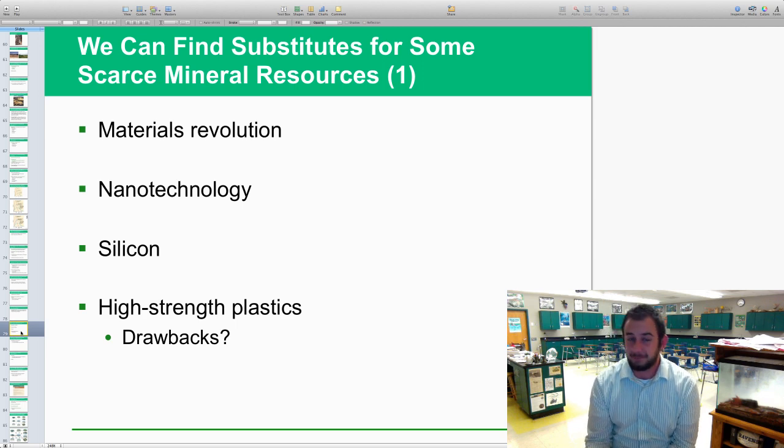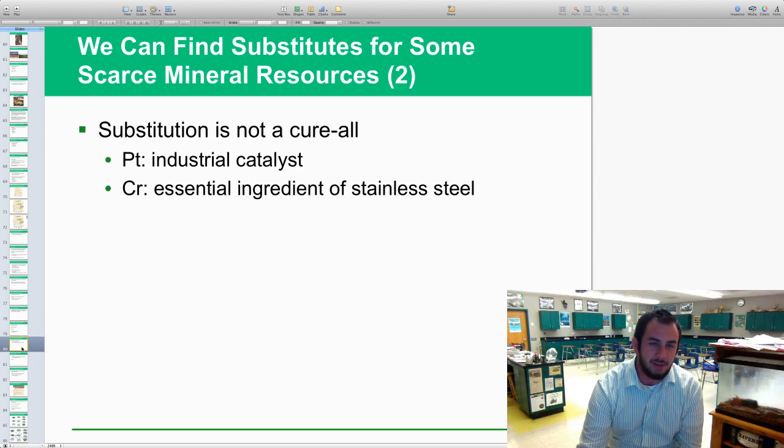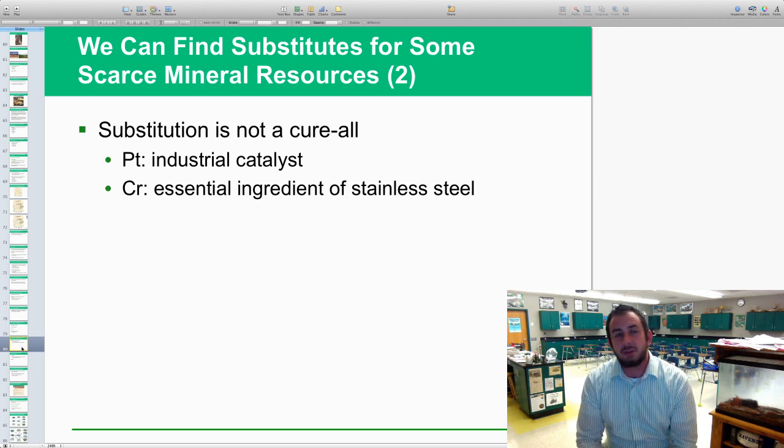The problem with that is that plastics are made from oil, so then we have to use more non-renewable resources to make those. That's a couple of the drawbacks for that one. It might not be as sturdy as well. But the substitution is not a cure-all.